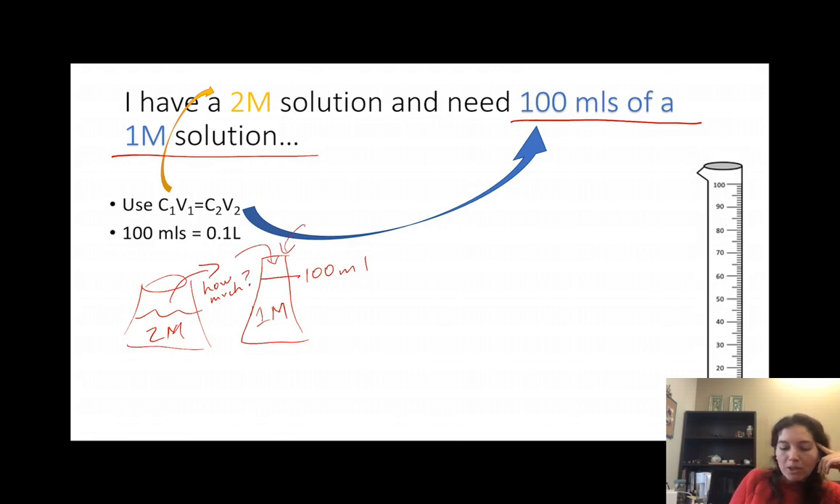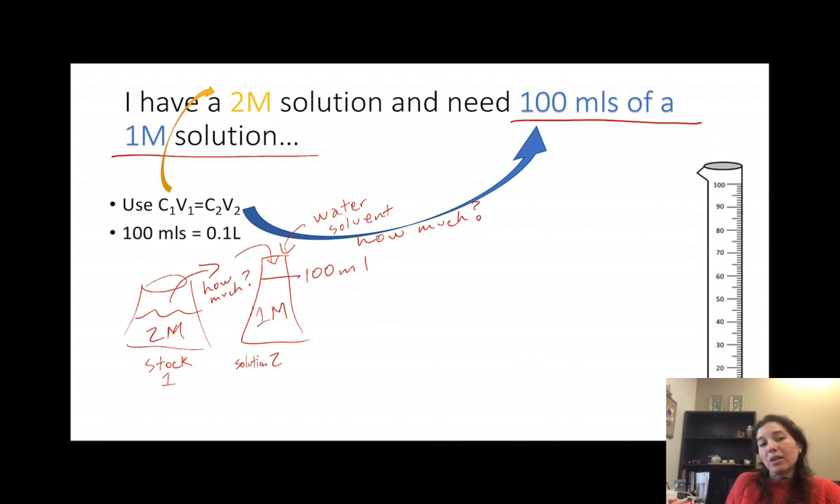How much solvent do we put in here? Let's say we're using water as the solvent. How much do we need of that? We can use C1V1 equals C2V2 to calculate this. So for our stock solution, our more concentrated, this is going to be our first solution, and this is going to be our second solution, solution 2.